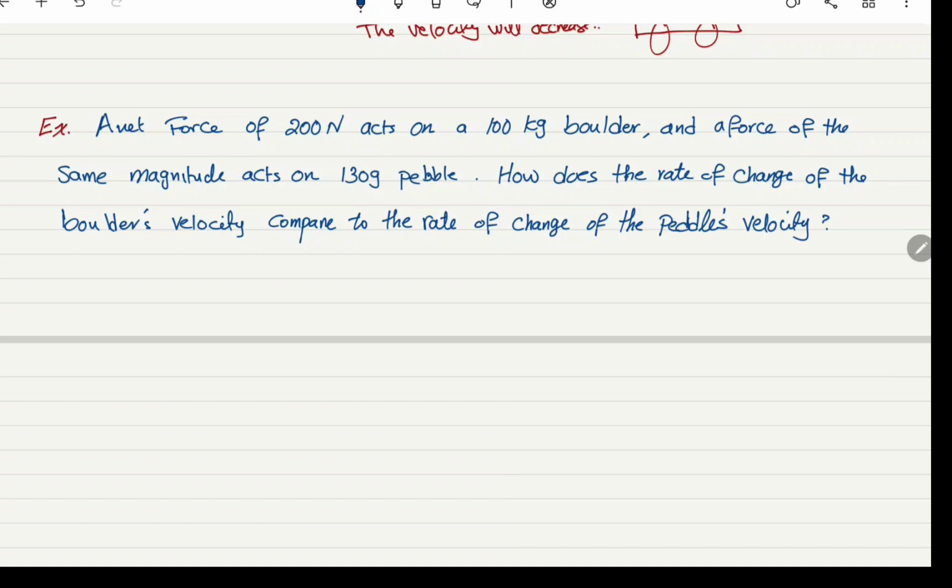Now remember, the rate of change of velocity is actually the acceleration. So acceleration is equal to delta v over delta t. And we all know that acceleration is related to the force. F net here equal to ma. So the acceleration of the boulder is less than that of the pebble for the same applied force because the boulder is much more massive. So the answer to this question is less than. Example.